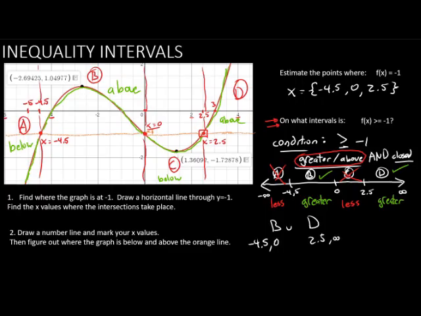Now remember that we also wanted to have closed circles because of the symbol greater than or equal to. Therefore, the negative 4.5 will be a closed bracket, 0 will be closed also, 2.5 will be closed, and infinity is not a number, and so it must always be a parentheses, even though the symbol says closed. Therefore, this is our correct interval notation to find where the graph is greater than or equal to negative 1.